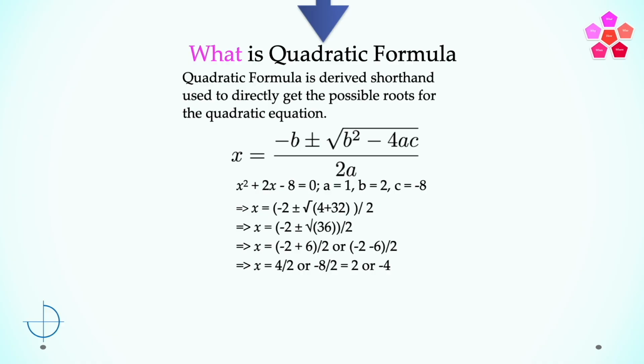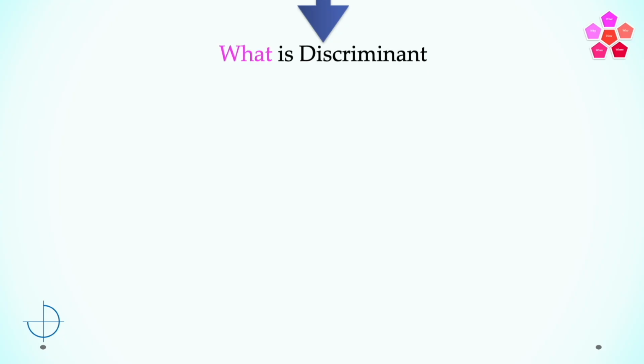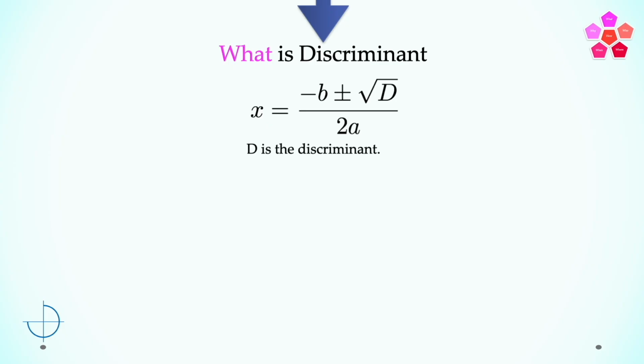Here, b squared minus 4ac, the term in the quadratic formula, is often called the discriminant. So the next logical question is, what is the discriminant? The same quadratic formula can be written as x is equal to minus b plus minus under root of D, the entire term divided by 2a, where D is the discriminant. D is equal to b squared minus 4ac. All we have done is substitute b squared minus 4ac as D.